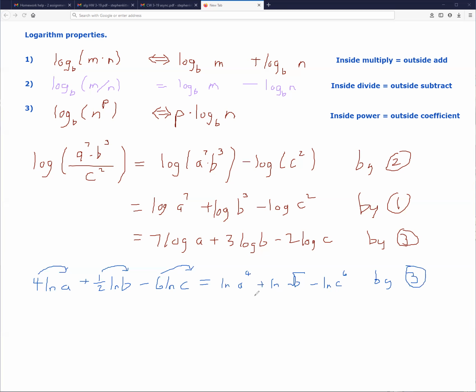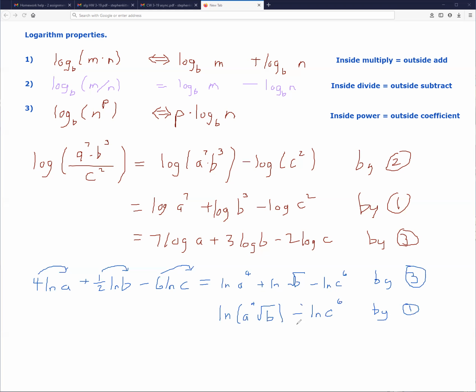All right, then I've got an addition here. So let's bring that together. ln of a to the fourth square root of b minus ln of c to the sixth. That's by property number 1. That's by the add slash multiply rule.